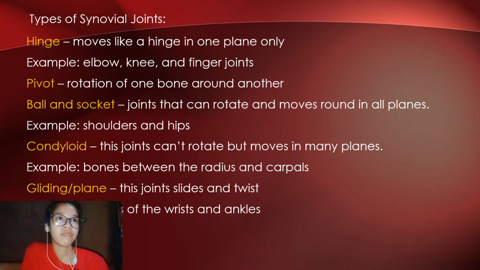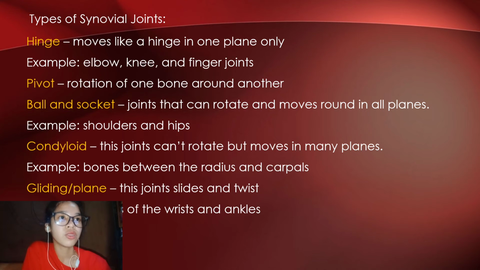We have 5 types of synovial joints. The hinge, which moves like a hinge in one plane only. Example, the elbow, the knee, and finger joints. The pivot, which is rotation of one bone around another. Ball and socket, joints that can rotate and move around in all planes. Example, shoulder and hips.